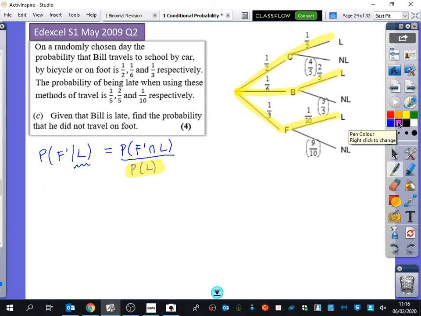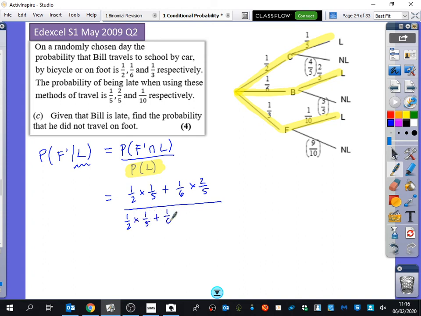So let's actually just go straight in with the question. The probability of not going by foot and being late could be this one and this one. So that's a half times a fifth, plus the other way of not going on foot, which is bicycle and late, which is a sixth times two-fifths. And that's all out of the probability of being late, which is this one, and this one. So it's the same thing as on the top. That, I think, was car. That was bicycle. And the last one is foot.